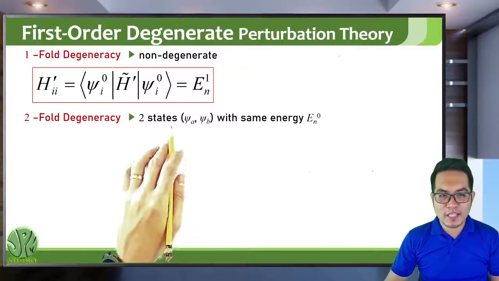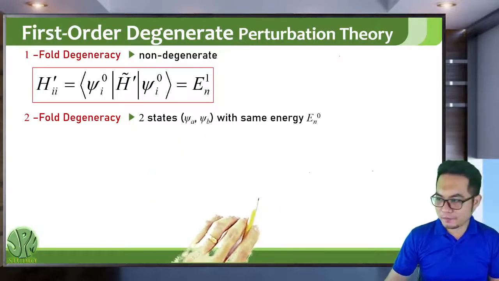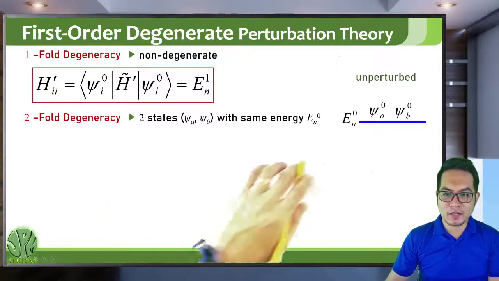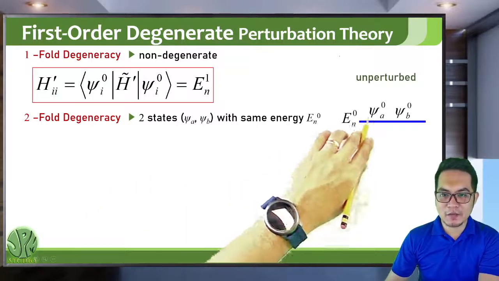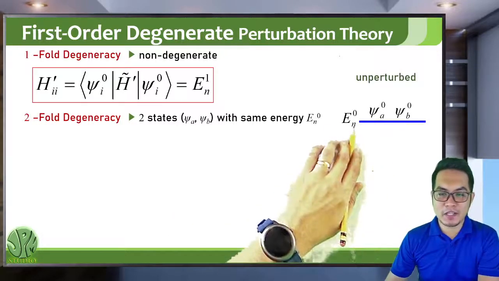Now if you have twofold degeneracy, you have two states, say psi A and psi B, with the same energy, En. This is our unperturbed case, En0, psi A0, psi B0. So these two states have the same energy, En0.